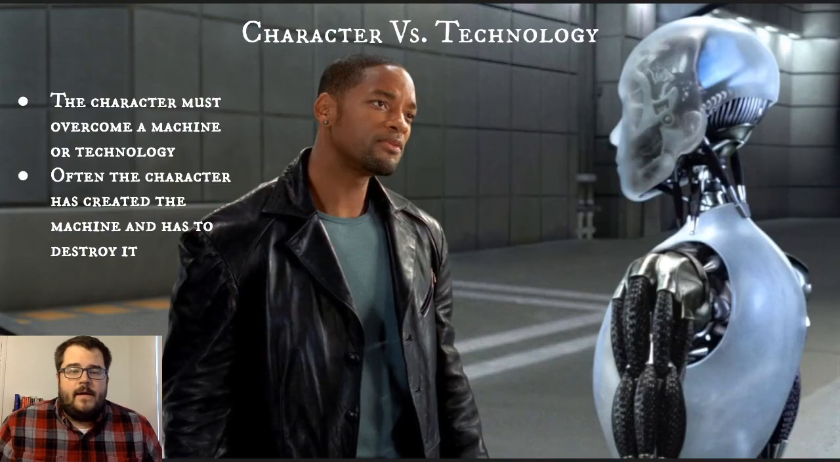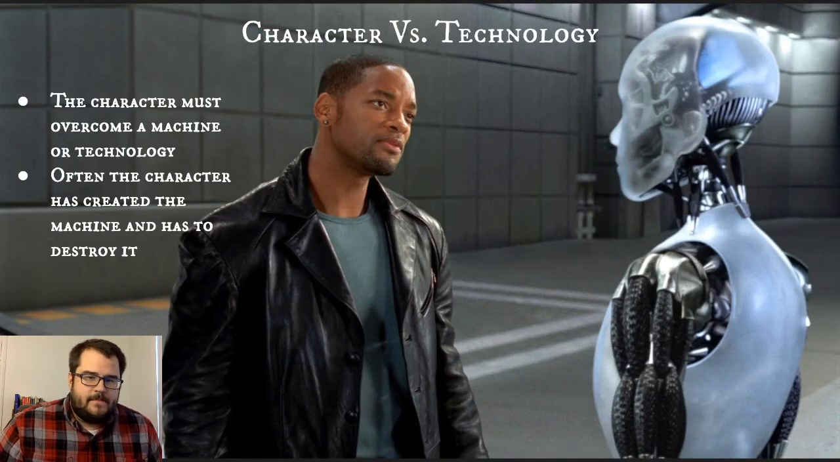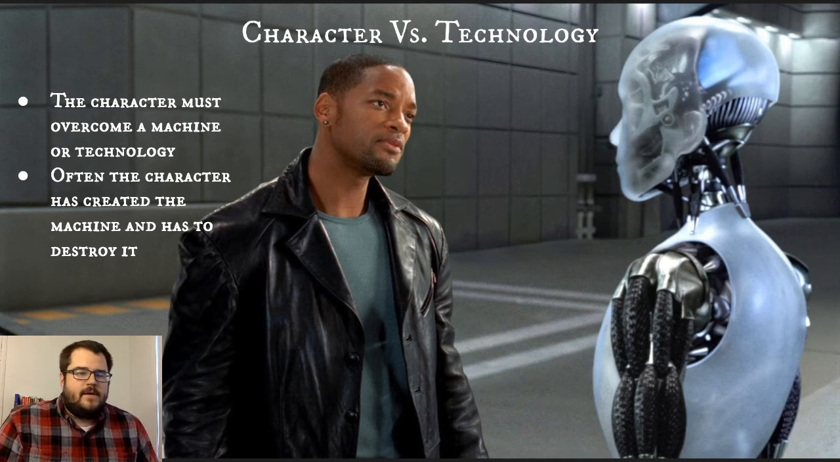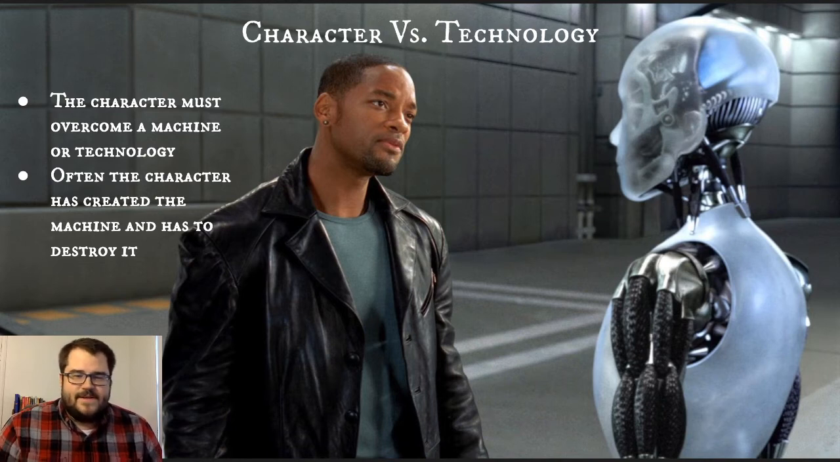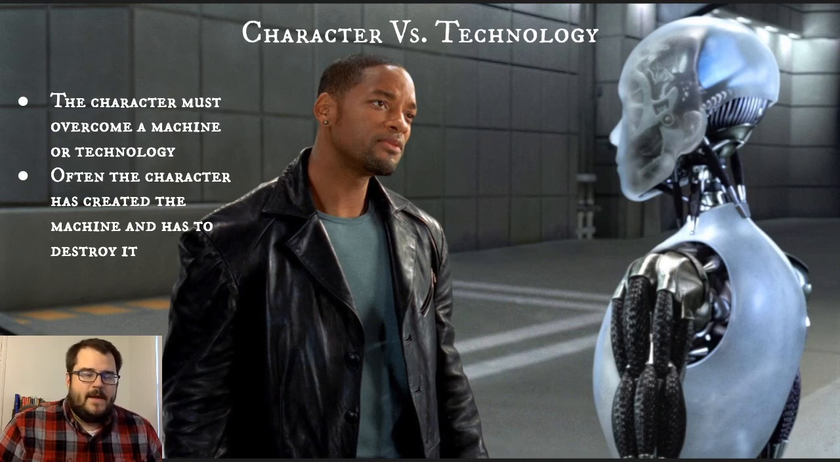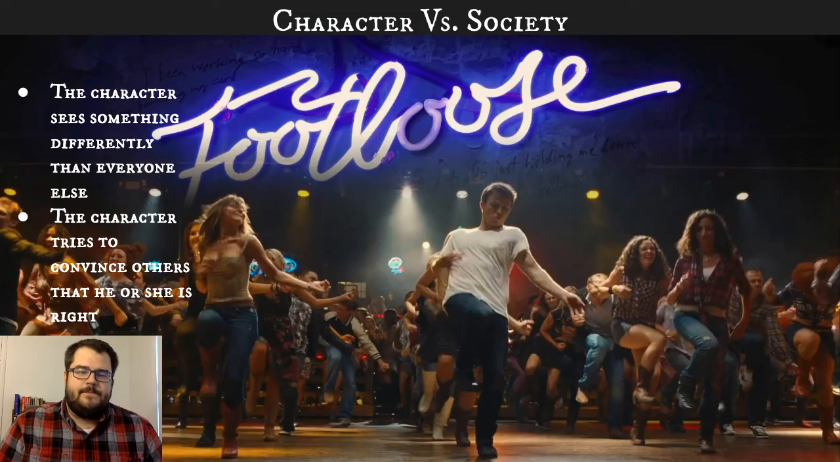Let's move on. We have character versus technology. In this case, the character must overcome a machine or technology. Often the character has created the machine and has to destroy it. So you have the movie I, Robot there, where robots have taken things over and they're making things worse. I'm sure a lot of stories will be written about the distance learning that we've done, and a lot of character versus technology with teachers trying to figure out how to use their technology to interact with their students. If there's stories written about it and they're struggling with technology and overcoming it, then it's character versus technology conflict.